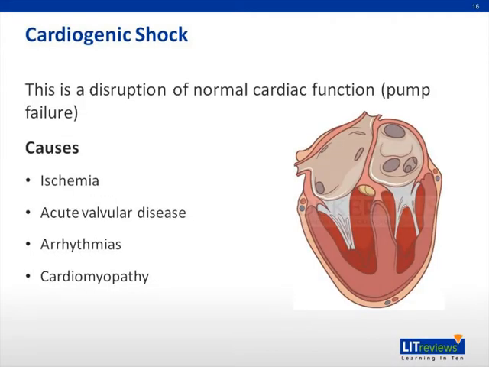Moving on to our second type of shock, we're going to talk about cardiogenic shock. This is a disruption of normal cardiac function, also known as pump failure, if you remember from my diagram earlier, which can be caused by numerous etiologies, including ischemia, acute valvular disease, arrhythmias, and cardiomyopathies, among others.